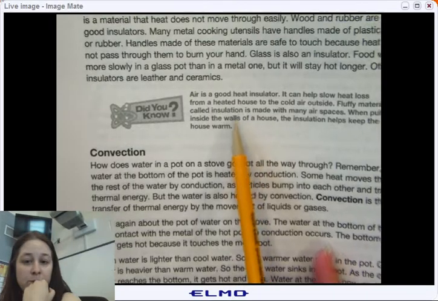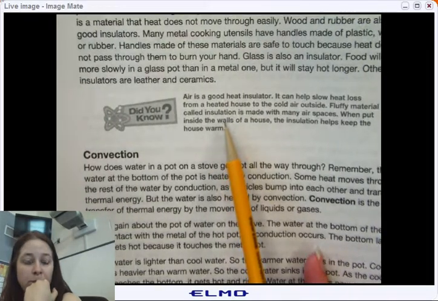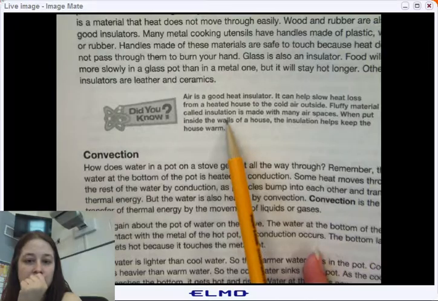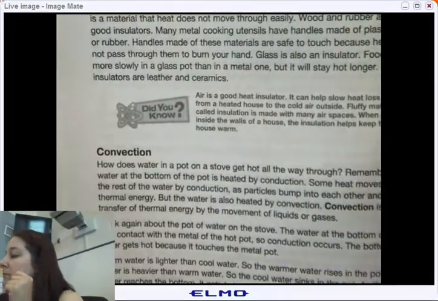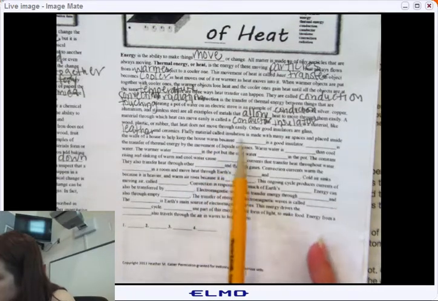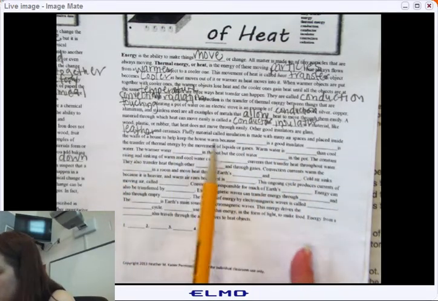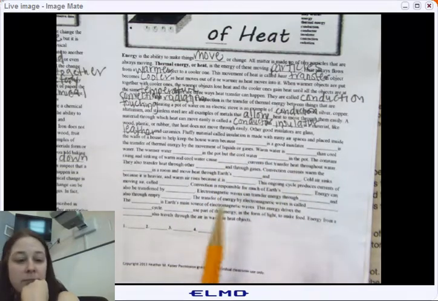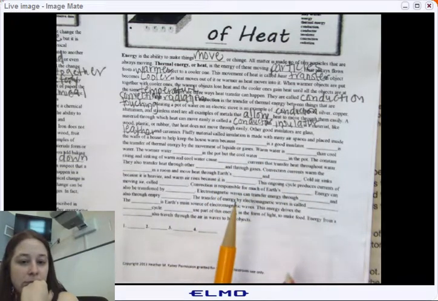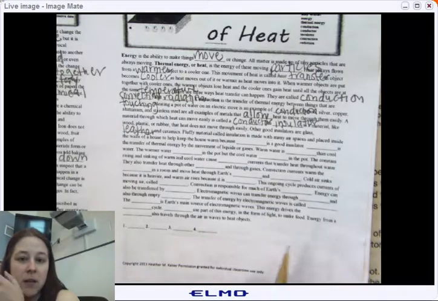What is it? What is it made of? Oops. So look at it. Fluffy material called insulation is made with many air spaces and placed inside the walls of a house to keep the house warm because blank is a good insulator. Because the material is a good insulator.